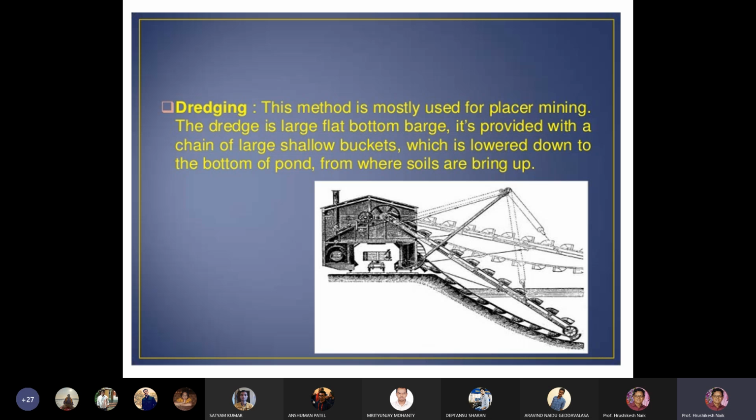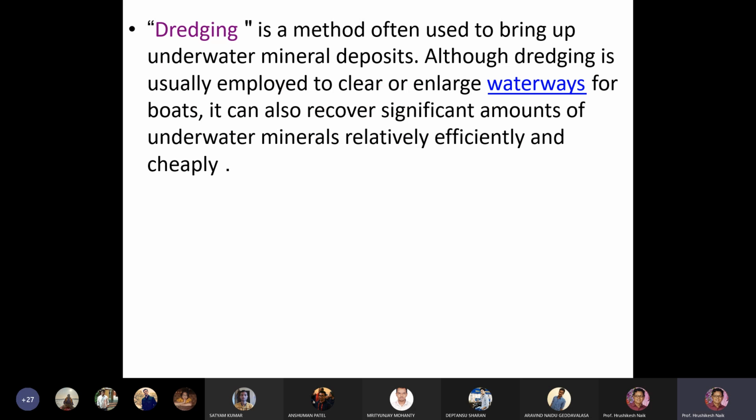So this is called dredge mining. So what is dredging? Dredging is a method often used to bring up underwater mineral deposits. Although dredging is usually employed to clear or enlarge waterways for boats, it can also recover significant amounts of underwater minerals relatively efficiently or very cheaply.